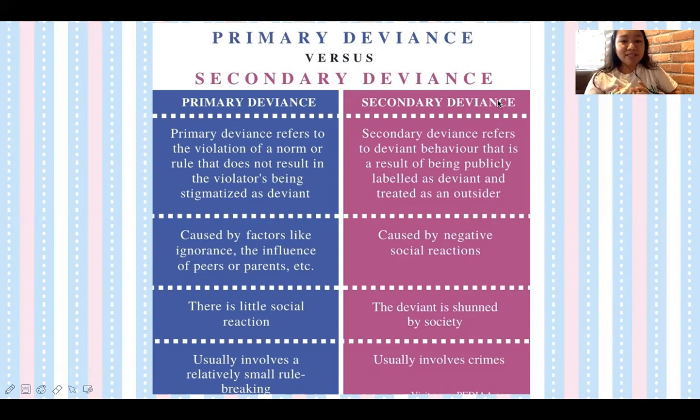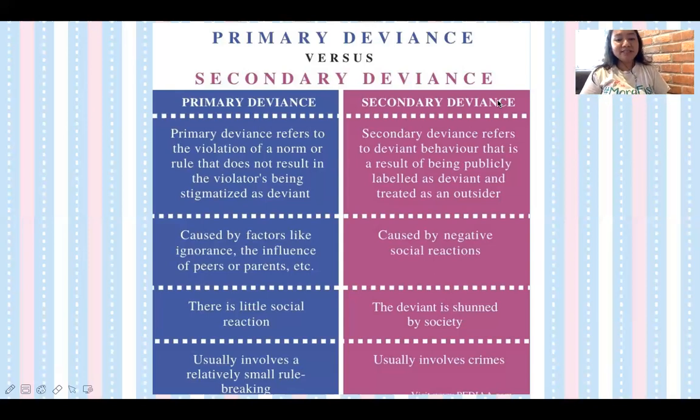So primary deviance could be caused by factors like ignorance, the influence of peers or parents, your environment, while secondary deviance is when you have been considered deviant because of the negative social reactions, because of the beliefs of people about you. So there is little social reaction for primary deviance, while for secondary deviance the deviant is being shunned by the society. So it is being labeled, it is being faced with certain judgment, while for primary deviance, people would instantly dismiss what you've done.